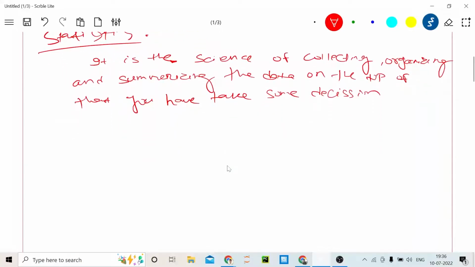I will ask you one question. Suppose P is a person, and he gives two exams, mathematics and English. He secures 90 marks in mathematics and 85 marks in English. Then I will ask you one question: in which subject did he perform well? Tell me in which subject he performed well. In math. Yes, obviously you will say mathematics, and most of the students tell me that in mathematics he performed well. But let me tell you one more thing.